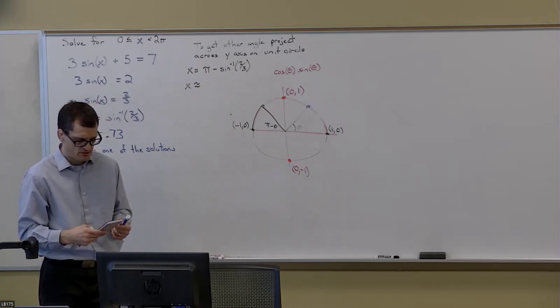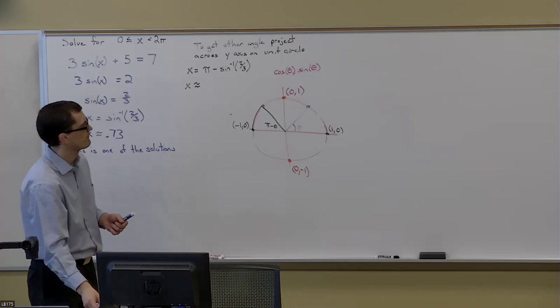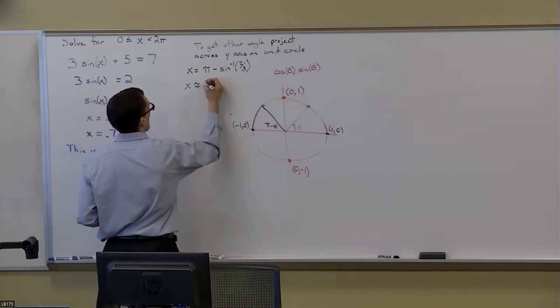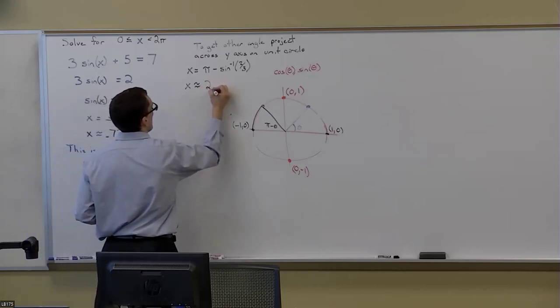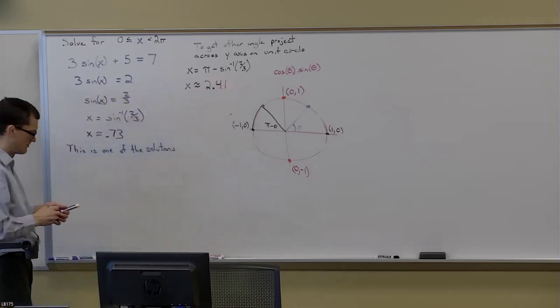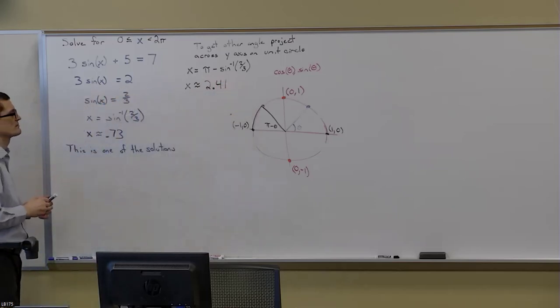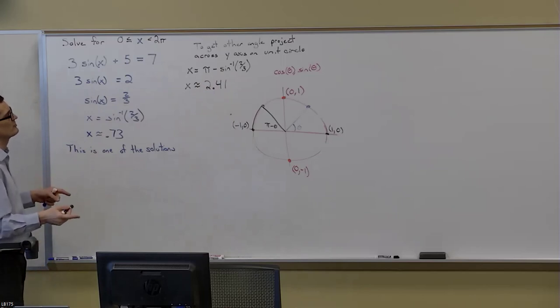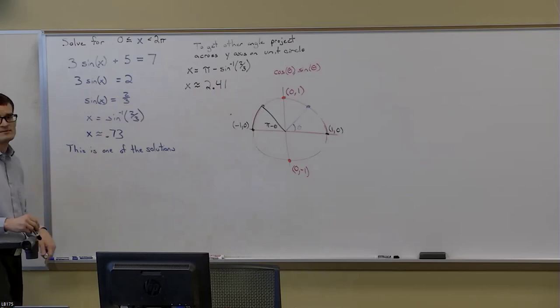And that's about 2.41. Roughly 2.4. So those are my two solutions between 0 and pi. Or 0, yes, they're both between 0 and pi, but they're the only solutions between 0 and 2 pi.